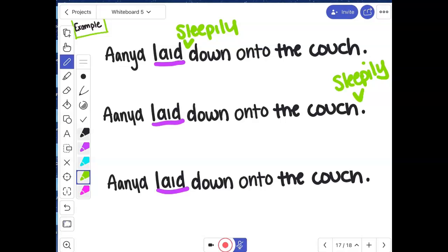Oh, I could even put it at the very beginning with a comma. I could say sleepily, comma, Anya laid down onto the couch. So you see how I can put that adverb in a lot of different places in the sentence? It doesn't have to be right next to the verb. Now, I have it right next to the verb in my first choice, but that's not the only option. So don't feel like your adverbs are stuck in one spot, because they're not.